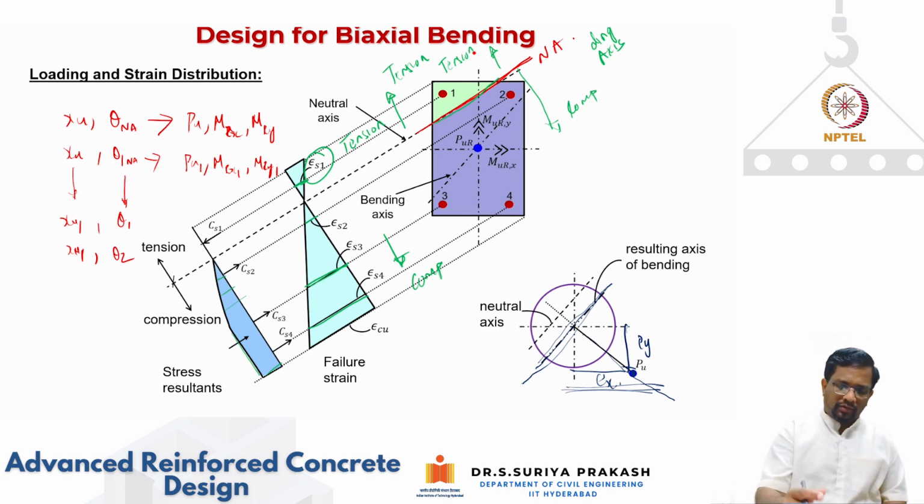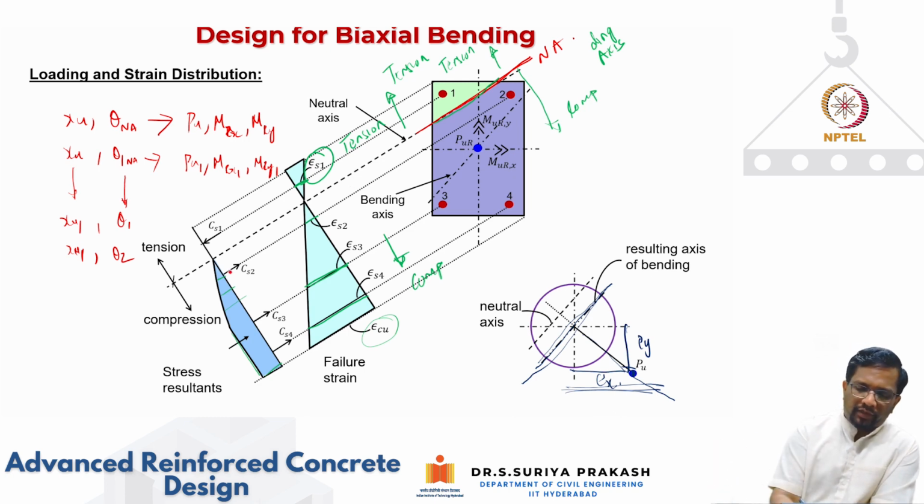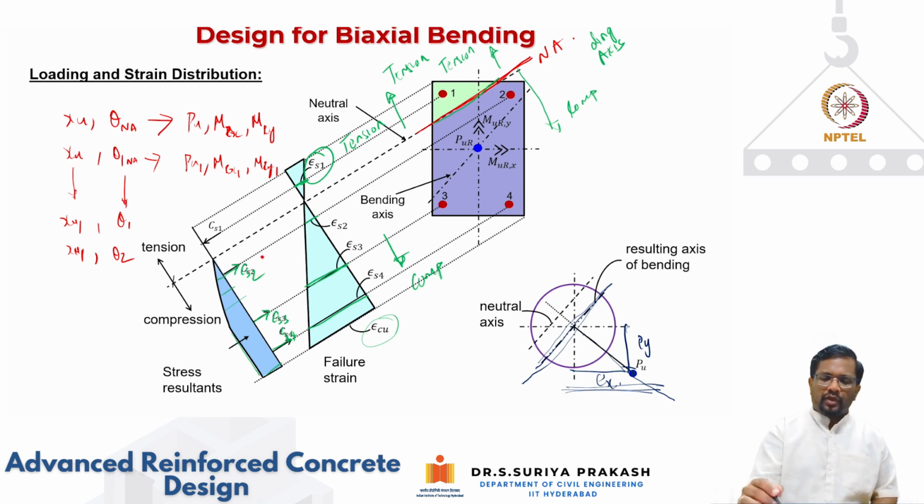Once you fix your neutral axis angle, the depth and your epsilon cu, then you can find the strain on all the layers of the steel. Then from the respective stress-strain equation, we can also find the stress. When I multiply by the area, you get all these forces also, Cs2, Cs3. We can find this out, so that is not an issue. The only thing is your compressive area, which is difficult to estimate.